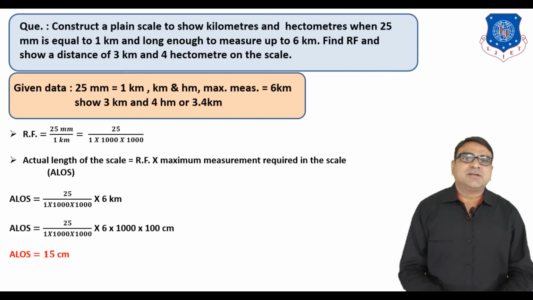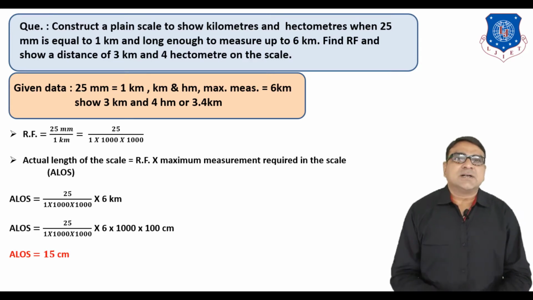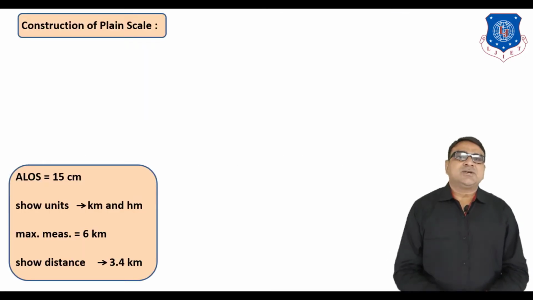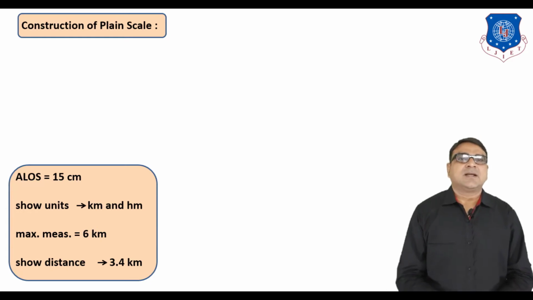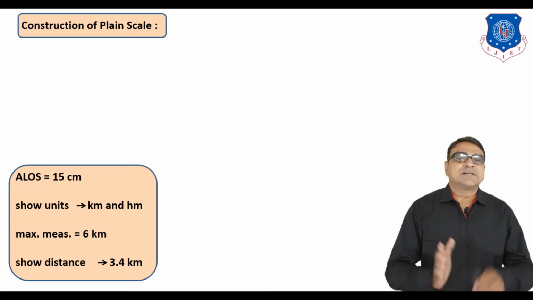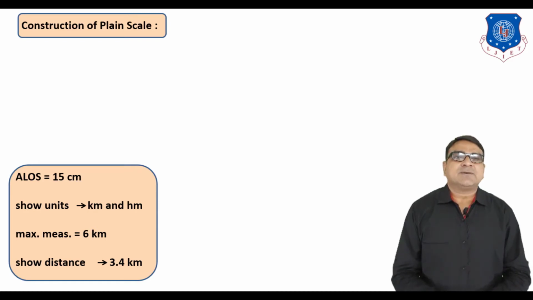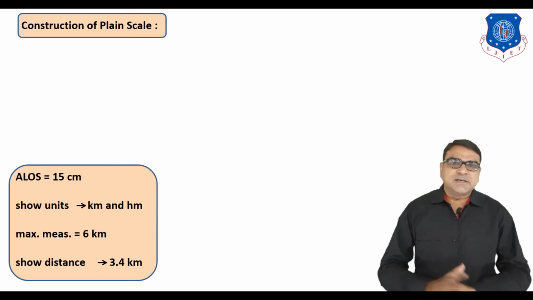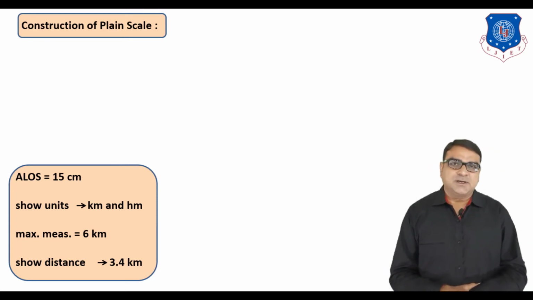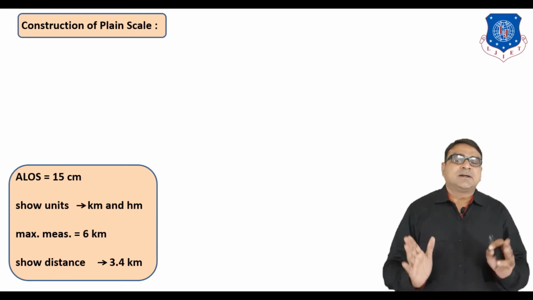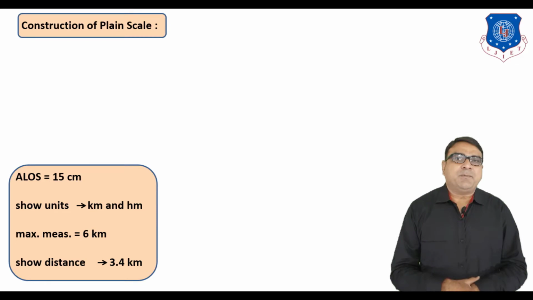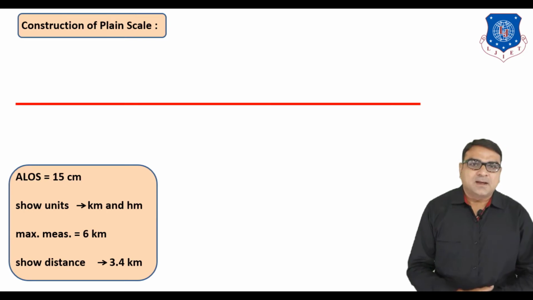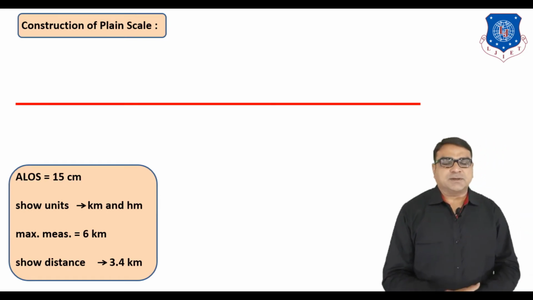Once you have the actual length of scale, how do we start to construct the plane scale? Let us see. Here we have the actual length of scale, 15 centimeter. Our aim is to insert 2 units in our plane scale, which are kilometer and hectometer. The maximum measurement of the scale required is 6 kilometer. So keep in mind that our scale can measure up to a maximum of 6 kilometer and not more than 6 kilometer. And we have to indicate 3.4 kilometer.